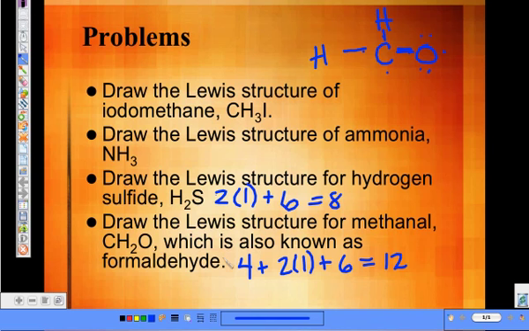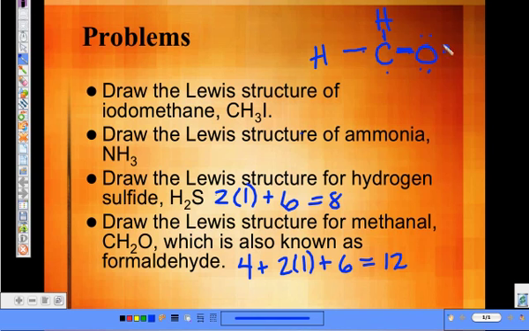Now let's check our octet. We know we have the right number of electrons drawn, but let's check our octet. 2, 4, 6, 7 for carbon. 2, 4, 6, 7 for oxygen. Are their octets full? No. So in this case, this carbon needs 1 more. This oxygen needs 1 more.